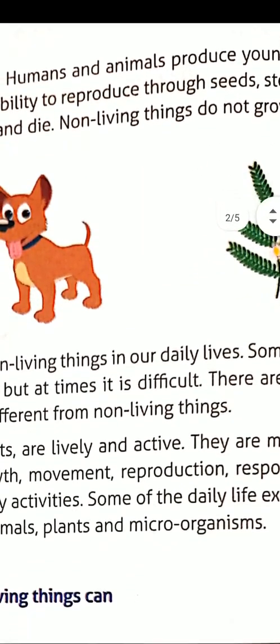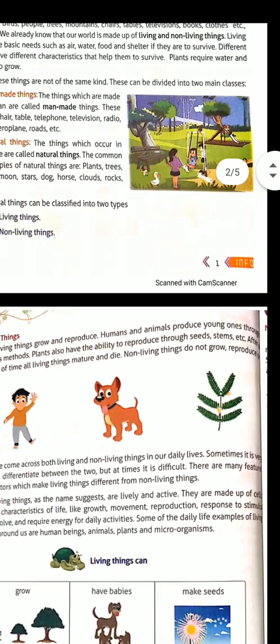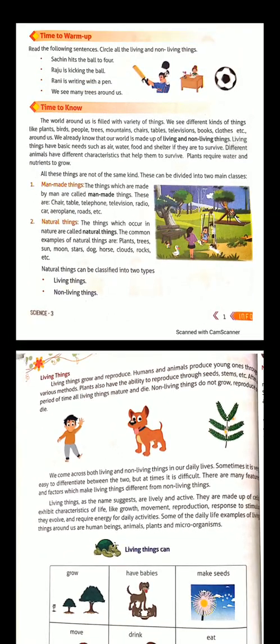So by this, we can understand that plants and animals are living things. Also, human beings are living things. We human beings are also called animals, okay? We are nothing but animals. We are one type of animal. So, all plants and animals are living things.